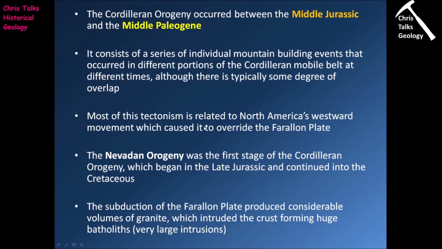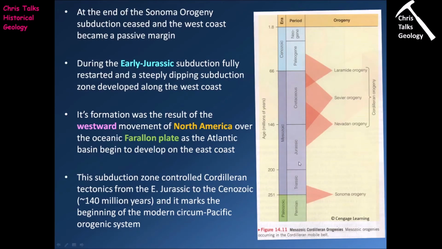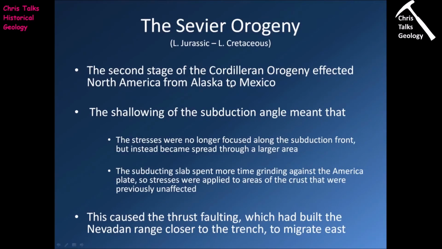Now, as discussed, most of the tectonism that we see is related to North America's westward movement over the Farallon Plate. So the first stage is the Nevadian Orogeny, and this begins in the late Jurassic and it continues into the Cretaceous. So if we just go back to the previous slide, we can see, here we go, the Nevadian Orogeny is starting here in the middle to late Jurassic, and it's going to go through to the middle Cretaceous.